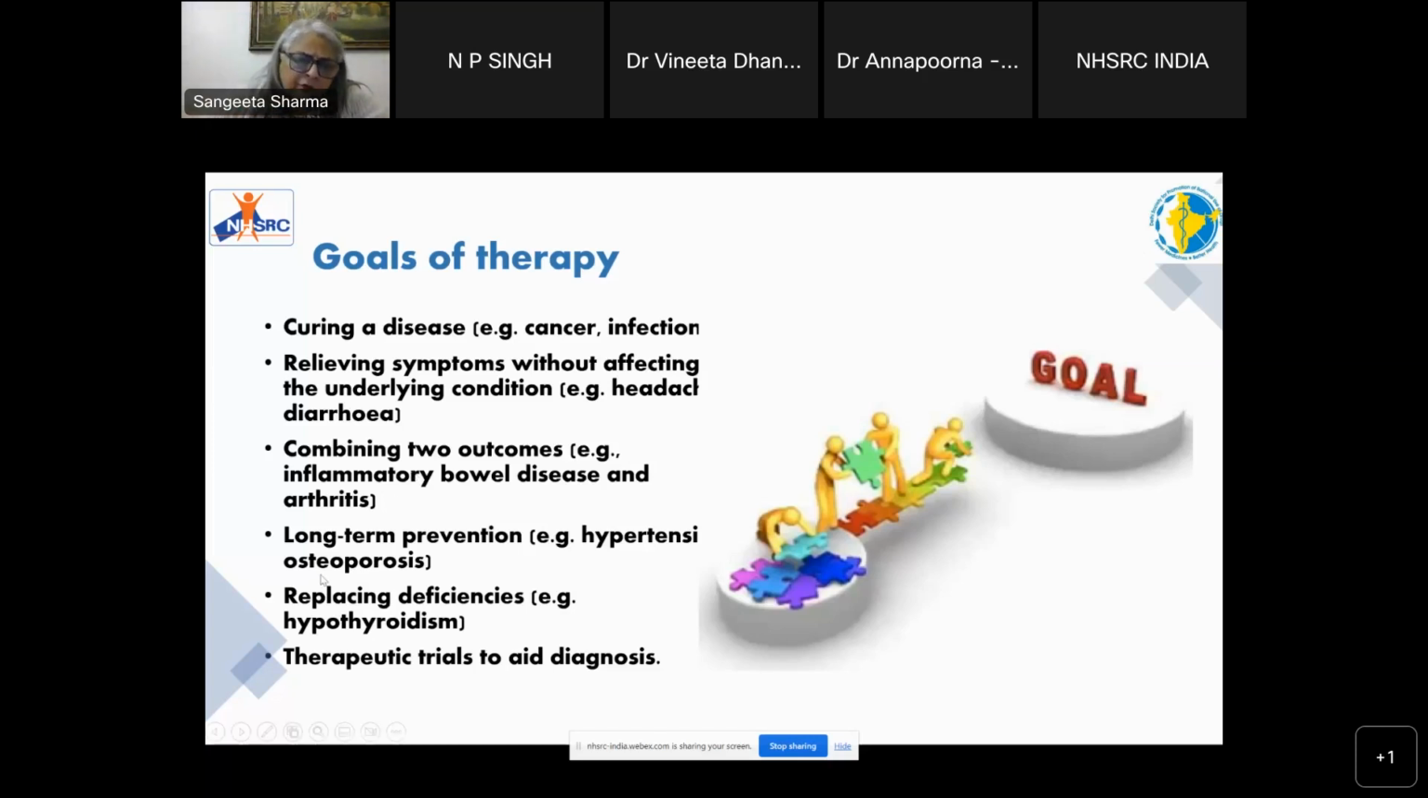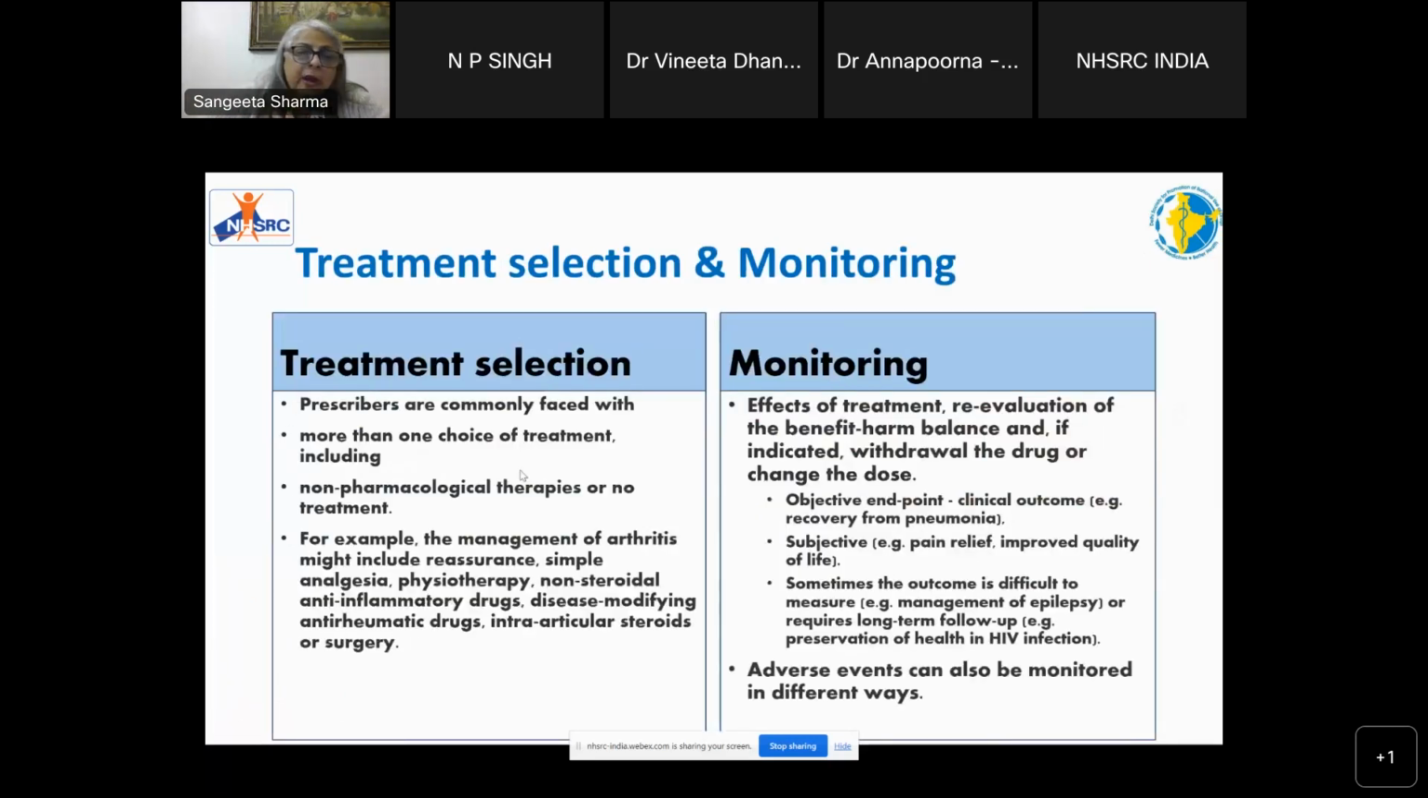And sometimes, of course, we do therapeutic trials to aid diagnosis, but this is the last step. First we should try curing a disease rather than controlling it. And if we can combine two or more outcomes with one drug, that is something which is required.